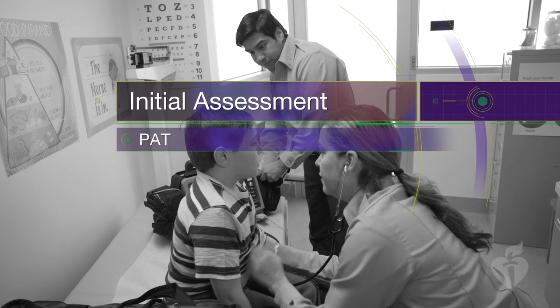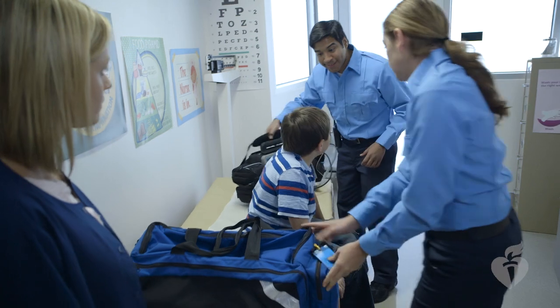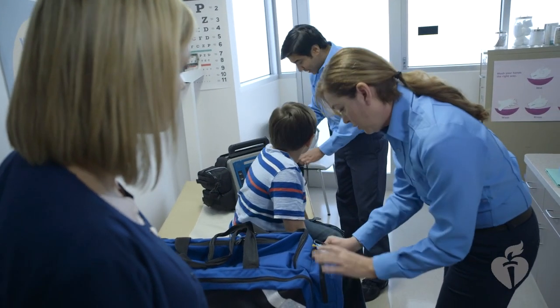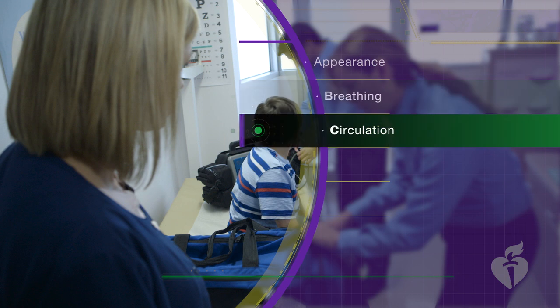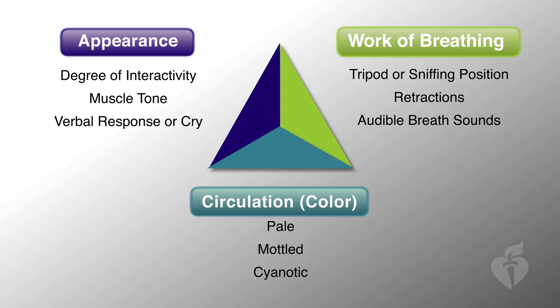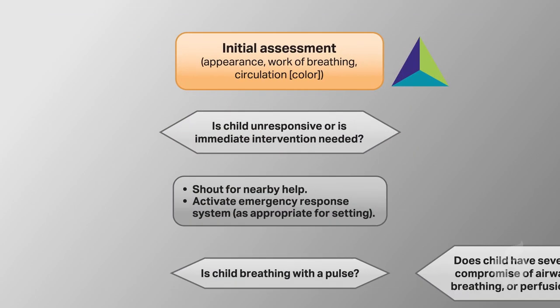The first step in systematic approach is the initial assessment. It's what you first see and hear when you immediately encounter the child before you touch the child. You'll quickly observe the child's appearance, breathing, and circulation. This will determine your next actions. The Pediatric Assessment Triangle, or PAT, is a memory aid to help you recall the components of the initial across-the-room assessment. The first thing you'll observe is the child's appearance. This includes his level of consciousness and ability to interact.